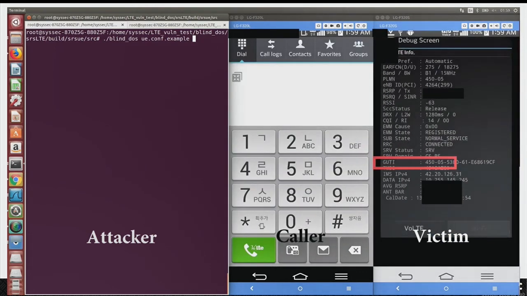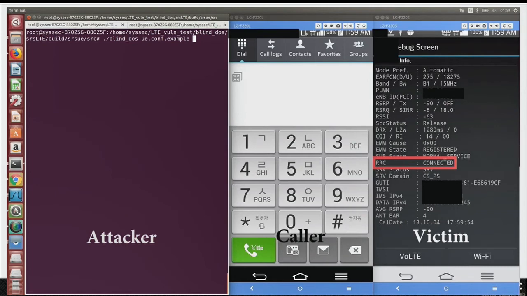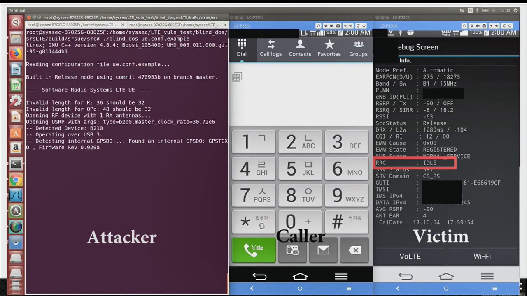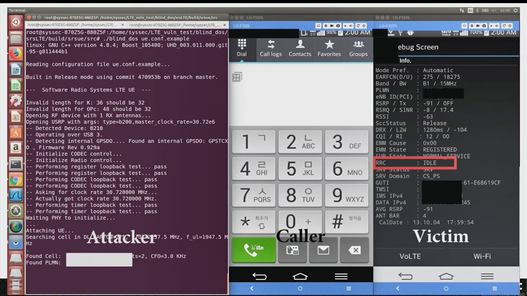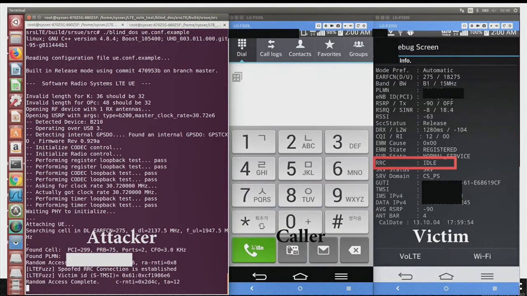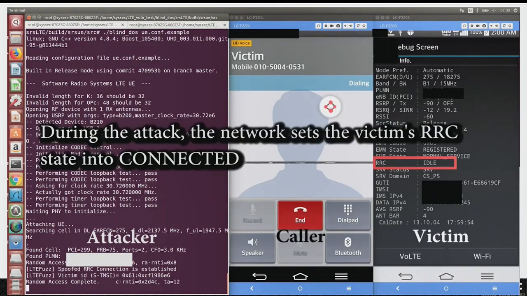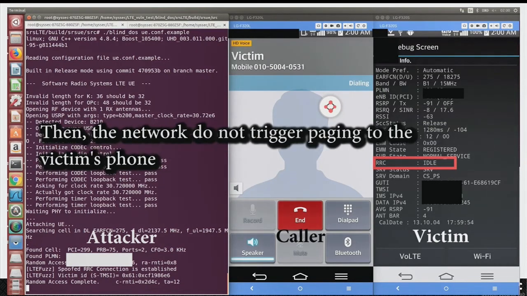And we just wait until the victim UE state changes to idle. And then the attack starts. So during the attack, the network just saves the victim UE's state as connected.